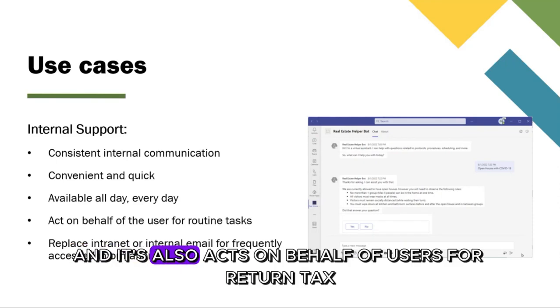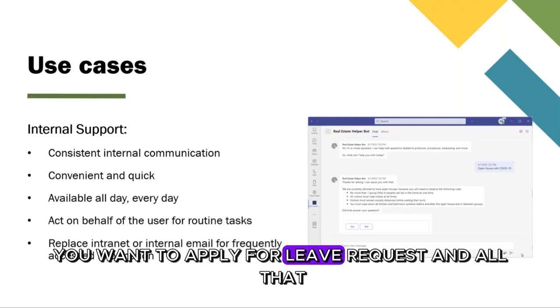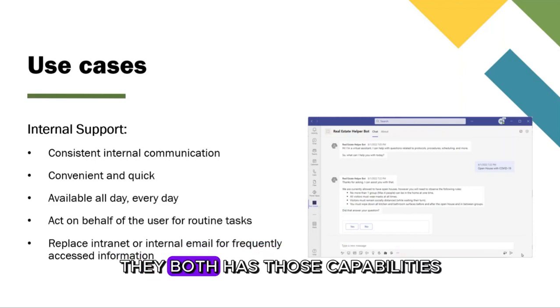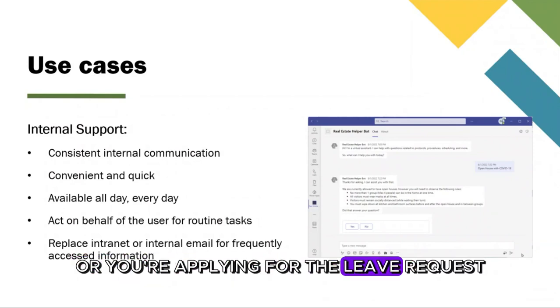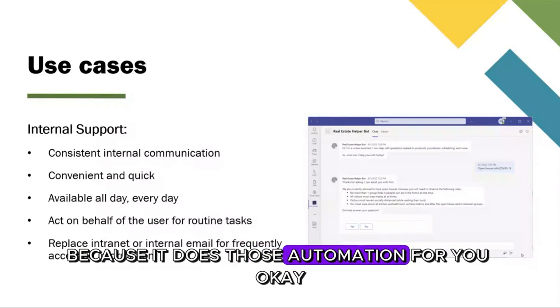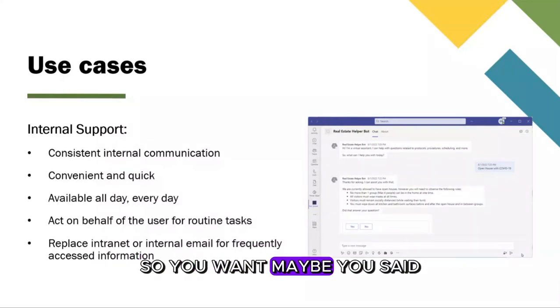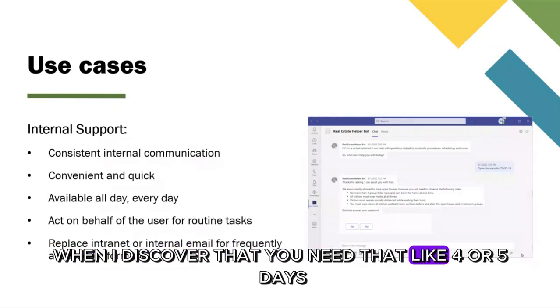And it also acts on behalf of users for routine tasks. So if you want to apply for leave requests and all that, the bot has those capabilities. Maybe you made a mistake when you were applying for the leave request and you want to extend the date. It has the capability because it does those automations for you. Maybe you said you want to take leave for today and tomorrow, but you now discover that you need like 4 or 5 days.